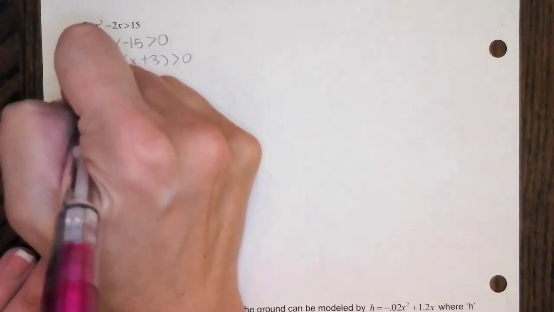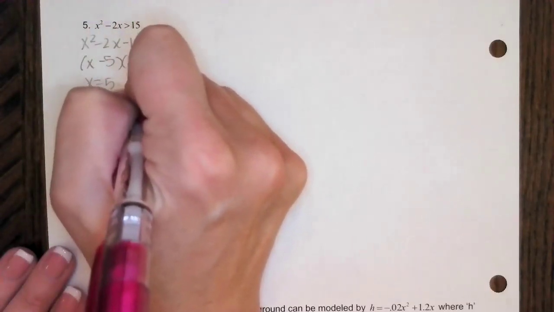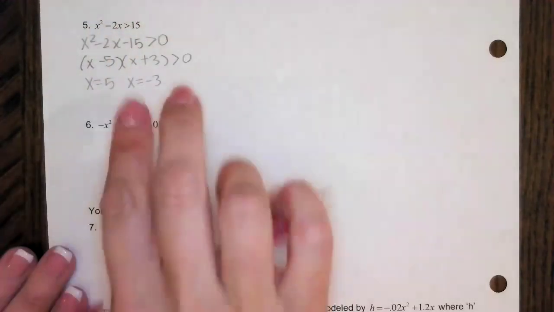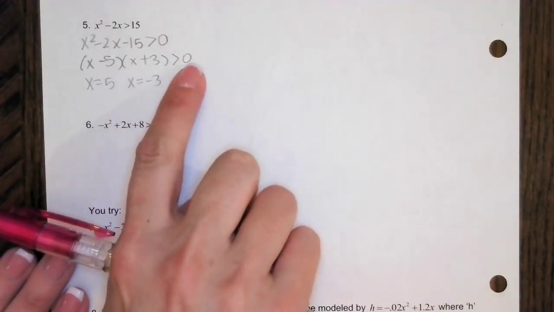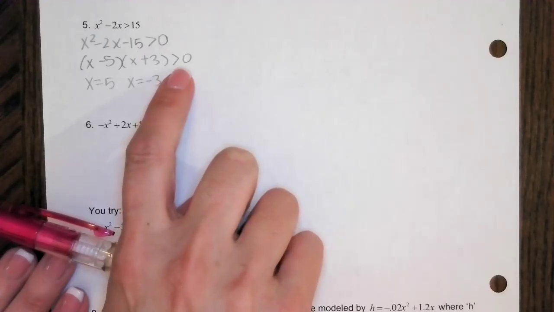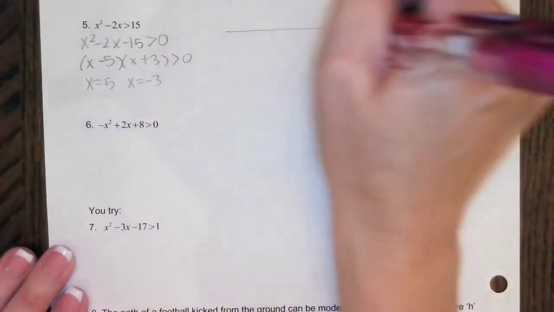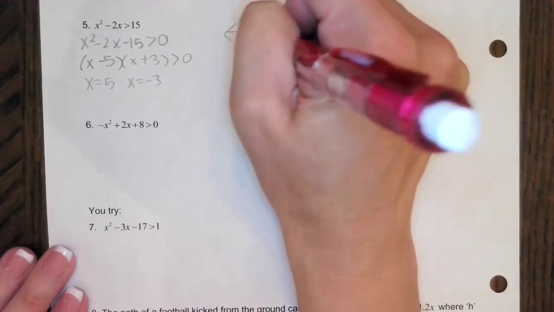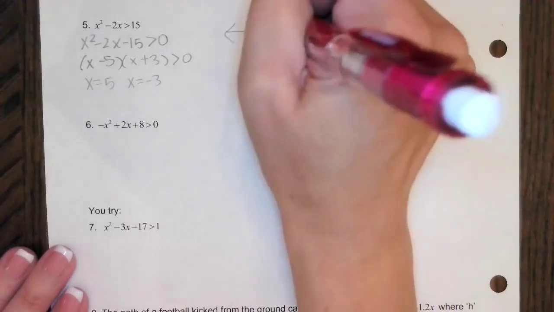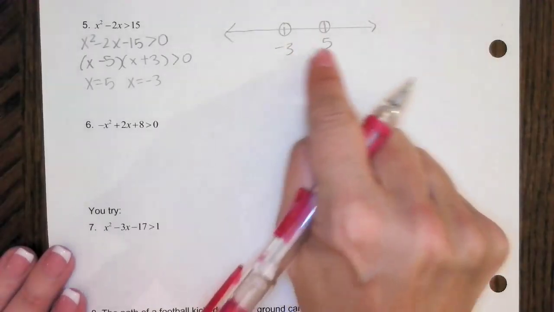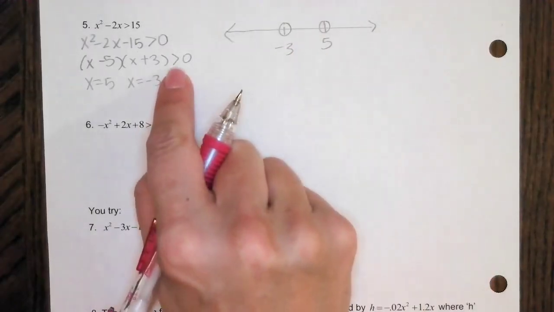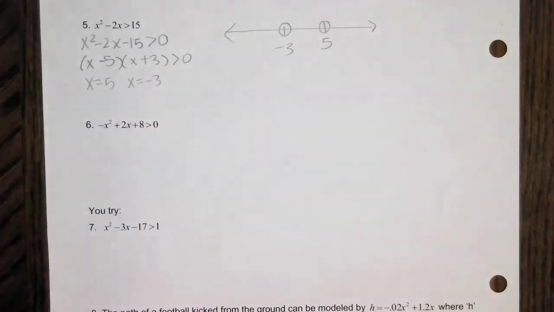And so then the two solutions are x equals 5 and x equals negative 3. These are the 2 points where my equation is equal to 0. So since there's no equal sign here, when I draw my number line, those are going to be open circles because it is equal to 0 here, and this does not have an equal sign. So that's my first step.